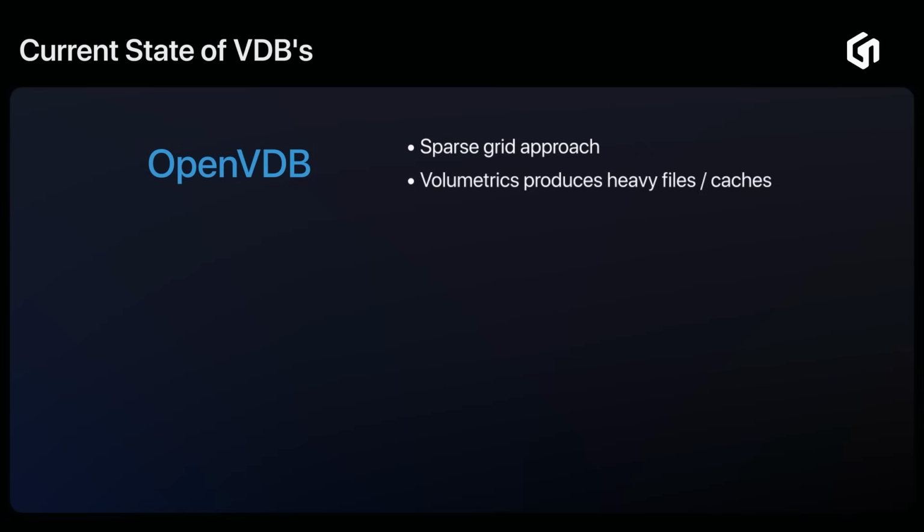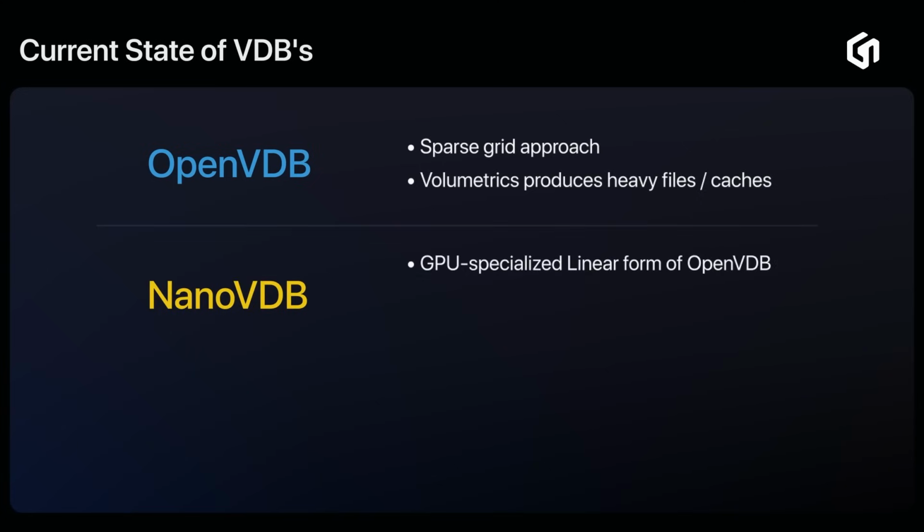Let's talk about the current state of VDB. The industry standard is OpenVDB. It's using a sparse tree approach in order to divide space and reduce to dense 8x8x8 voxel called leaf. It can produce very heavy file cache, especially for sequences, easily achieving terabytes, or tens of gigabytes for smaller VDB sequences. The creator of OpenVDB created NanoVDB, which is a linear form of OpenVDB, especially useful for GPU.